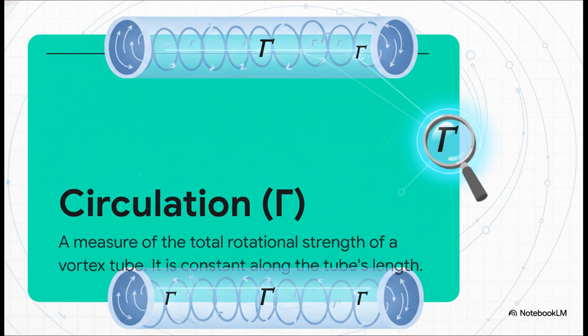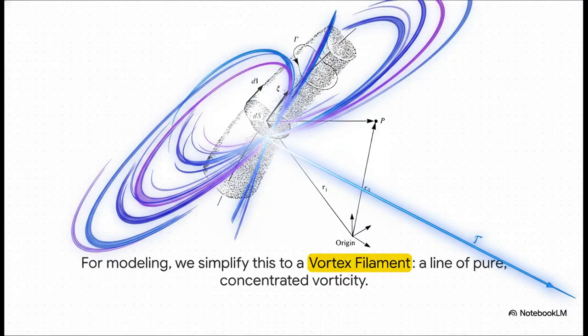And here's the really crucial part. For an ideal fluid, this strength, this gamma, is constant along the entire length of the tube. It doesn't get weaker or stronger as it goes. Okay, now in the real world, trying to model and track an entire tube of fluid is, well, super complex. So what do engineers do?